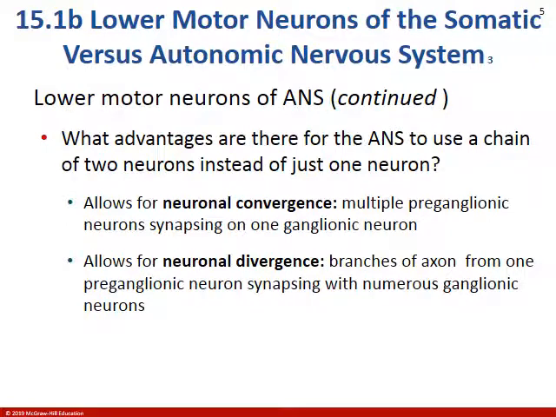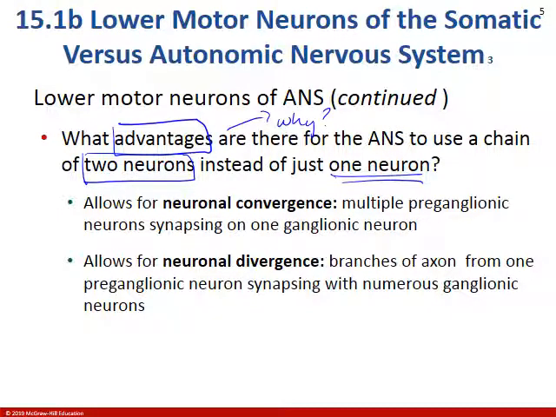I think this is a great question. What's the advantage to having this two neuron system instead of just one? And this is something you should be asking as you kind of move through anatomy, especially when you get to 202. You should be asking yourself why. There's a reason that it's more complex. What's the advantage to us by having this two neuron system?